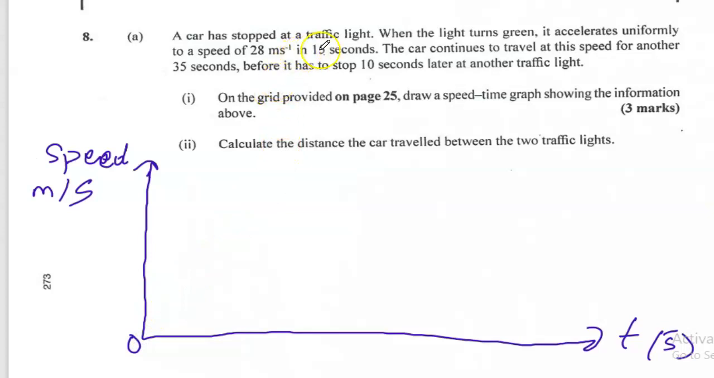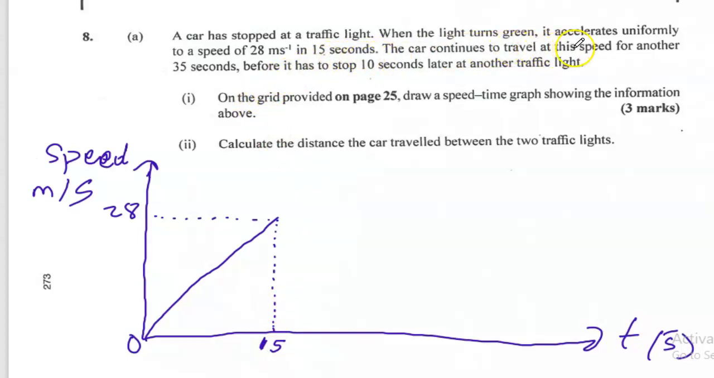So a car stops when the light turns green, so the car is at rest. It accelerates uniformly to a speed of 28 meters per second, so it's a straight line, uniformly to a speed of 28 meters per second in 15 seconds. So in 15 seconds, it accelerates uniformly to a speed of 28 meters per second, right?